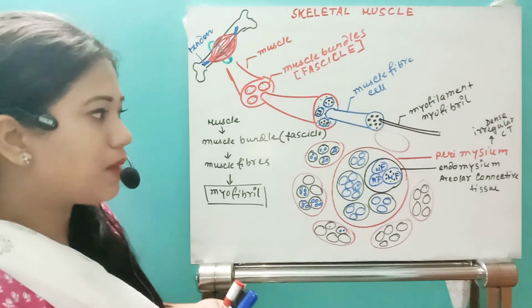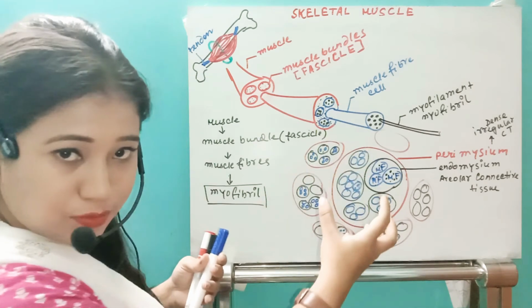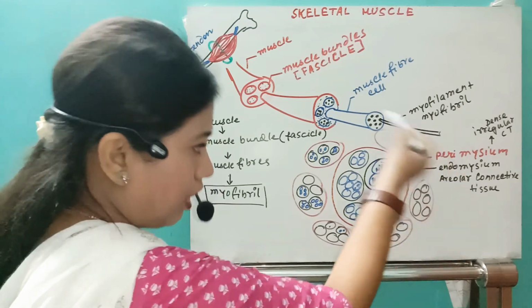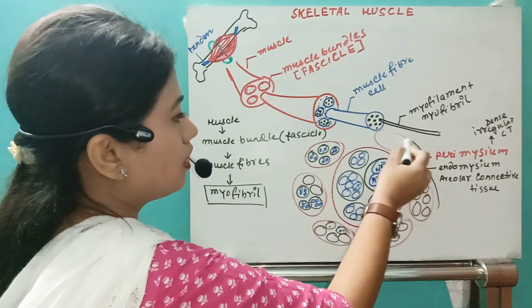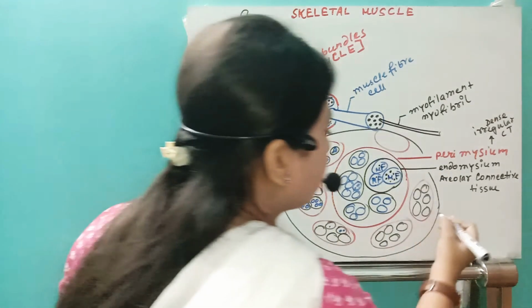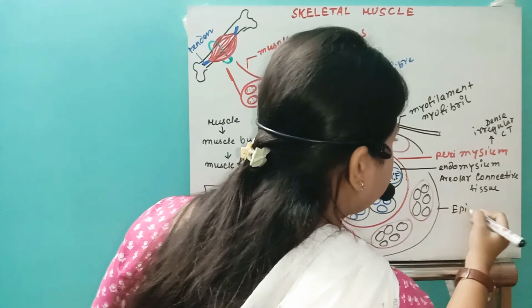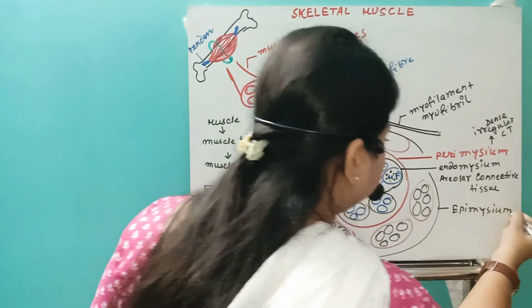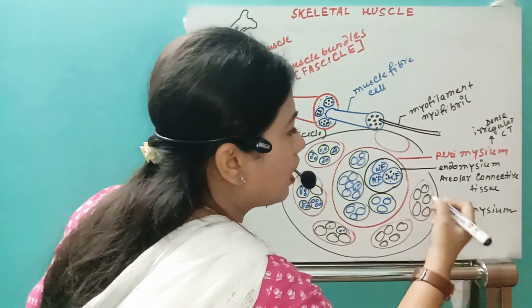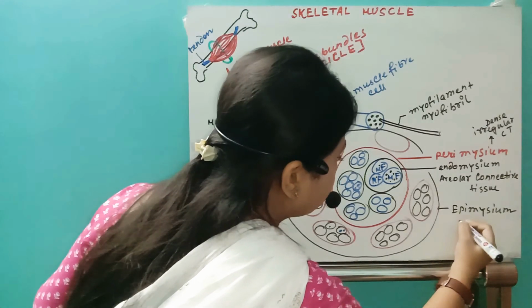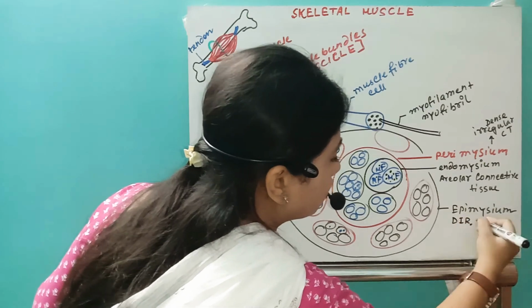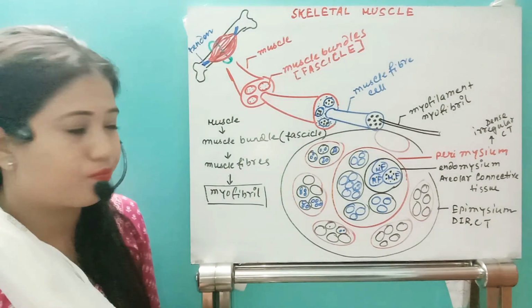Now around this perimysium, we have a number of perimysium together, and around that we are going to have the last covering. What is that? That will be known as the epimysium. Understand? Got it? Epimysium is also one covering, and it is also dense irregular connective tissue, right?